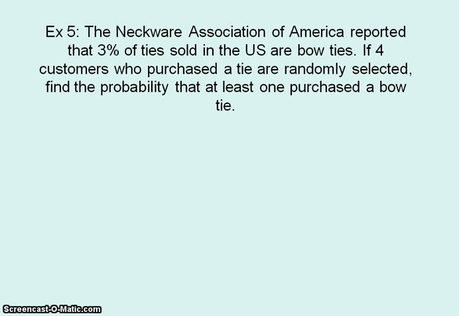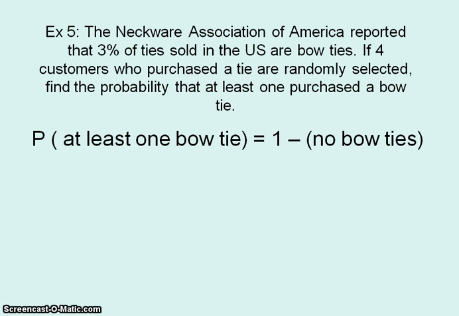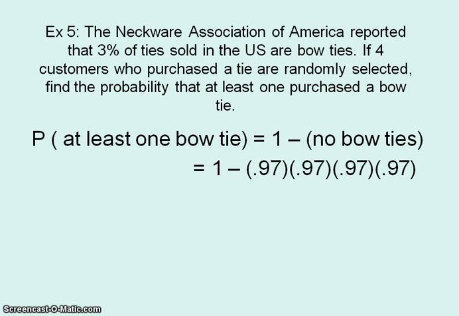Neckwear Association reported that 3% of ties sold are bow ties. If 4 customers purchase a tie, find the probability. So in this particular case, we're trying to decide at least one person. Well, the complement would be nobody. Well, then if nobody buys any bow ties, that would be the 0.97. We know 3% are bow ties, which means 97% are not bow ties. So that would just be 0.97 times itself 4 times. And you get yourselves an answer.